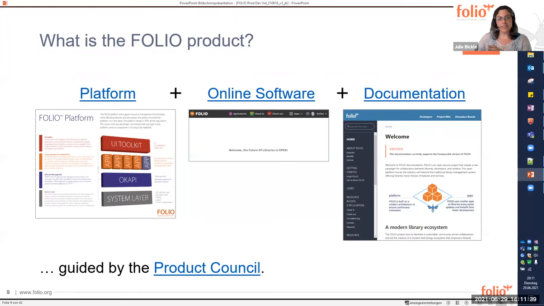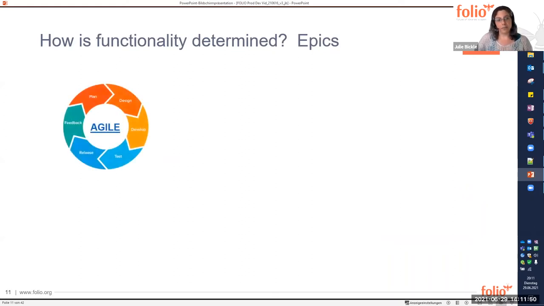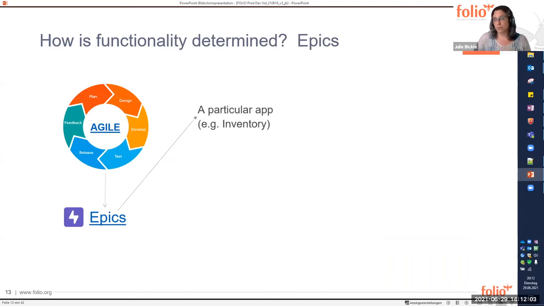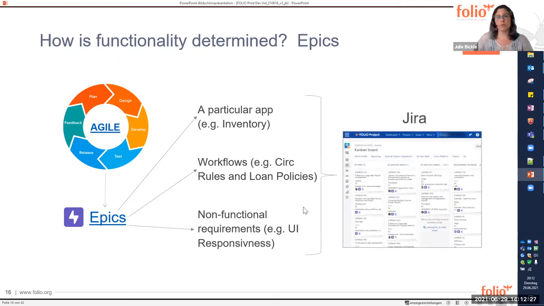So knowing this, how is functionality actually determined to be developed? FOLIO follows the principles of agile development. And since the beginning of the FOLIO project, large chunks of higher level work have been defined into epics. These can refer to a particular app, for example, the inventory app. The epics can refer to workflows, for example, circulation rules and loan policies, or they can also refer to non-functional requirements, such as UI responsiveness. They're kind of like sub-projects for developing FOLIO, and they're documented in a system called Jira.